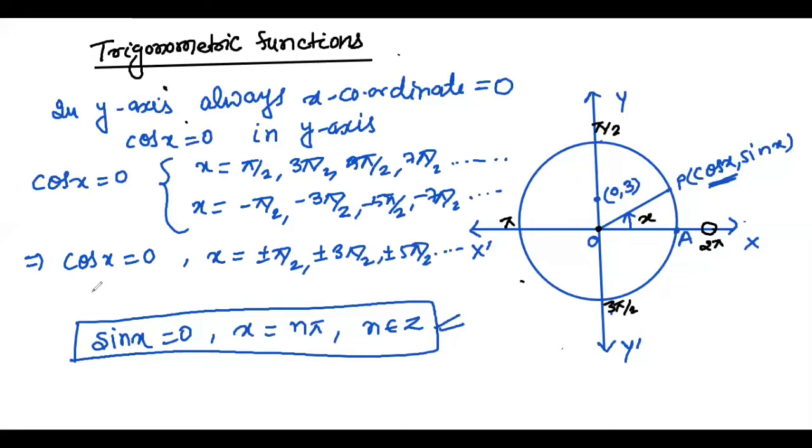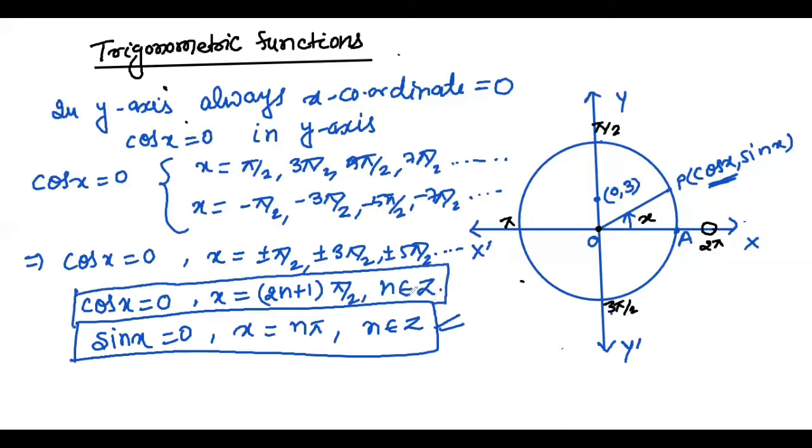So we can conclude here cos x equals 0 when x equals an odd multiple of pi by 2. 1, 3, 5, odd numbers are there. So according to that, we can set it in a single form, that is (2n plus 1) pi by 2, where n belongs to integers.